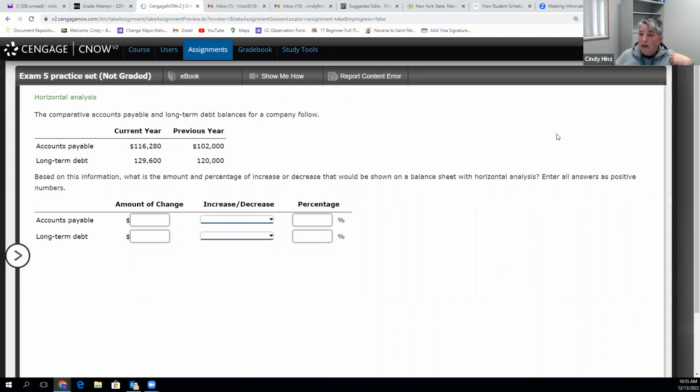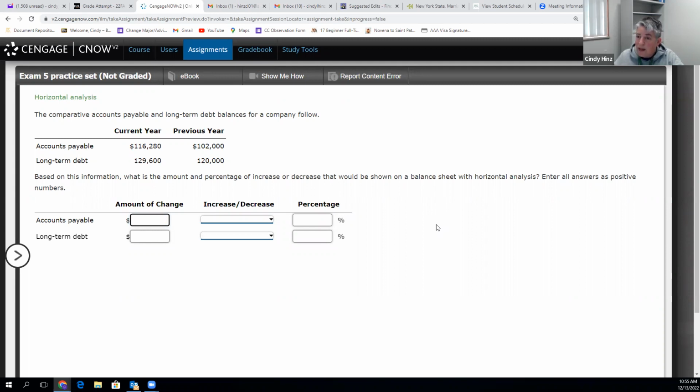The comparative accounts payable and long-term debt balances for a company follow. We're asked to do the horizontal analysis of just these two accounts. And so we showed that horizontal analysis is just looking from one year to the next. We include two additional numbers, the absolute change, which is the dollar amount of change, and then the relative change, which is the percent change.